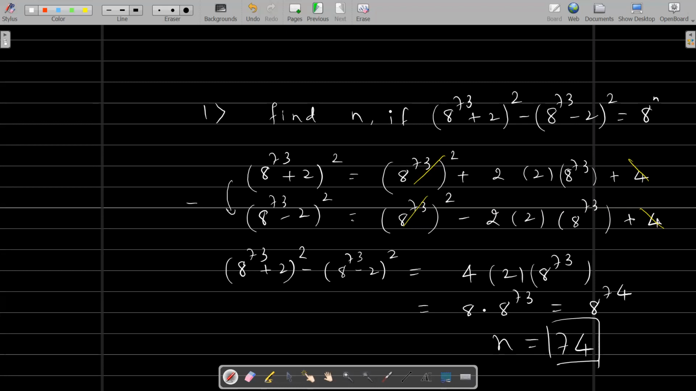Okay, so let's do it by the a square minus b square formula. And of course, later on, whichever is simple, you can choose that one. Just a minute, let me check the chat box. Yes, Karthik. Can I go to the next page?